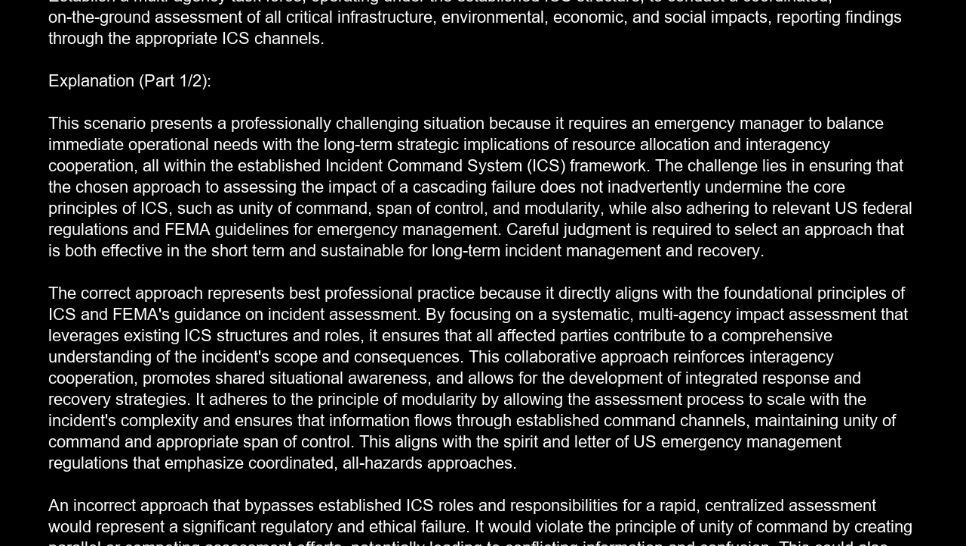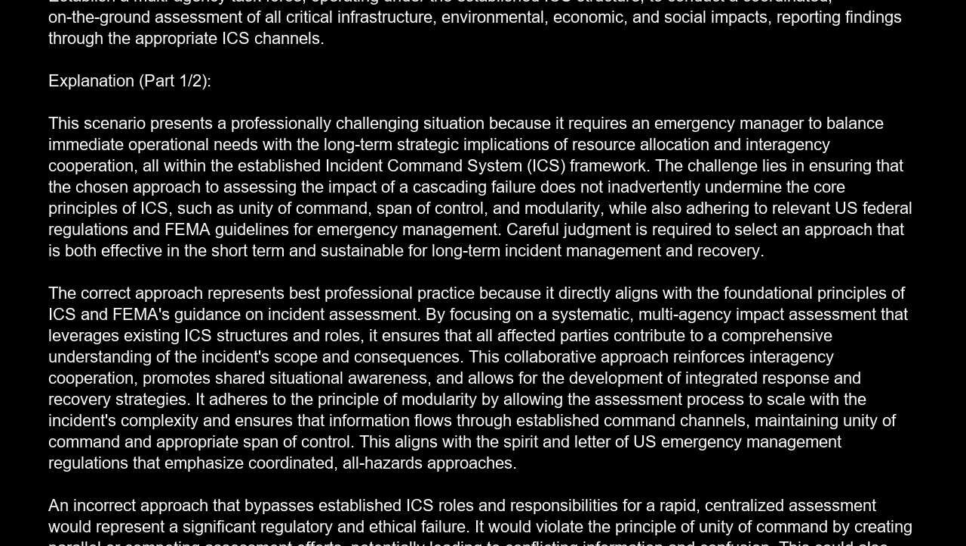This collaborative approach reinforces interagency cooperation, promotes shared situational awareness, and allows for the development of integrated response and recovery strategies. It adheres to the principle of modularity by allowing the assessment process to scale with the incident's complexity, and ensures that information flows through established command channels, maintaining unity of command and appropriate span of control. This aligns with the spirit and letter of U.S.